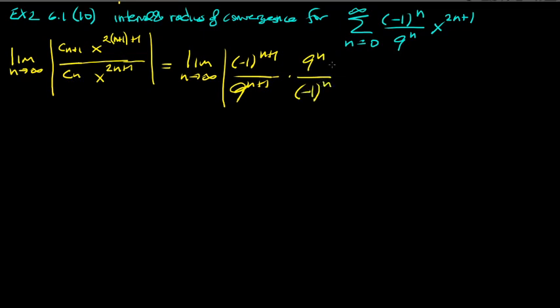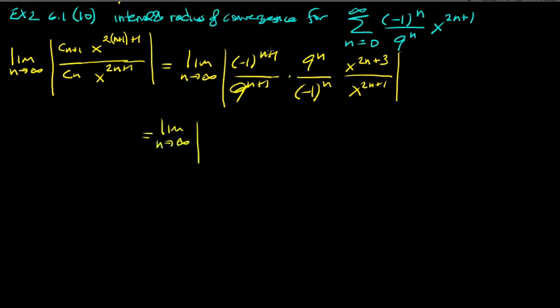And now let's look at the x's. So we have x to the 2n plus 2 plus 1, which is 2n plus 3, divided by x to the 2n plus 1. Right? All in absolute value. And so when we simplify all this, let's see what we get.